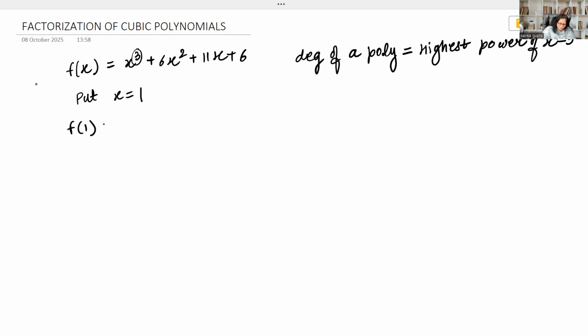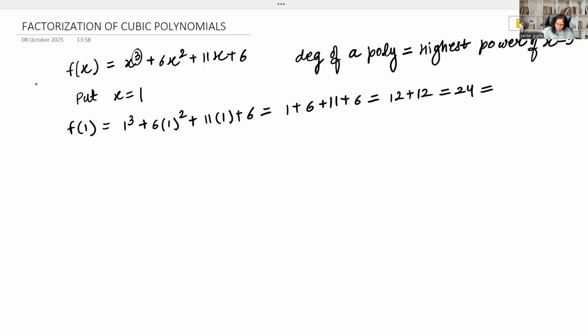So f of 1 would be equal to 1 cube plus 6 into 1 square plus 11 into 1 plus 6, and the answer comes out to be 24, which is not 0.